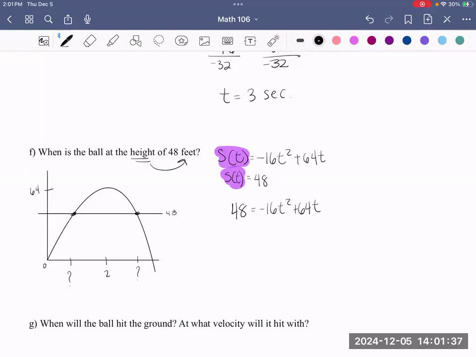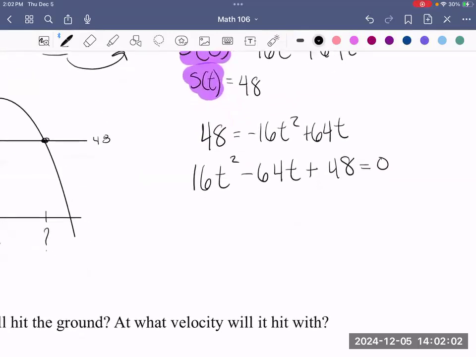Now we have a negative 16t squared, so we have a negative leading coefficient for a square. Let's go ahead and bring things to the other side to make it positive. So we should get 16t squared minus 64t plus 48 is equal to 0. Now, what do 16, 64, and 48 have in common? Well, they all have a 16 in common, so we can factor that out.